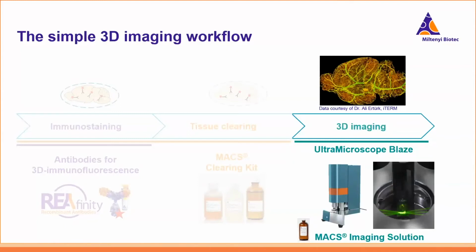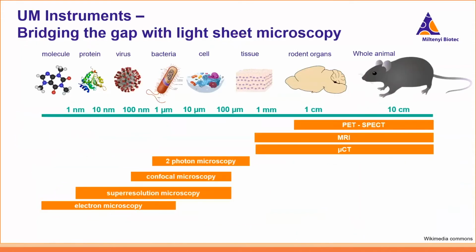So after staining the sample and clearing it, we would have to image it in 3D. So what imaging method can we use here? To answer this question, we have to look at the available microscopy and imaging techniques and their capabilities. Here you can see the size range that is feasible with different techniques, starting from a single molecule that requires sub-nanometer resolution and all the way up to a whole animal, where imaging techniques provide a resolution in the millimeter or high micrometer range.